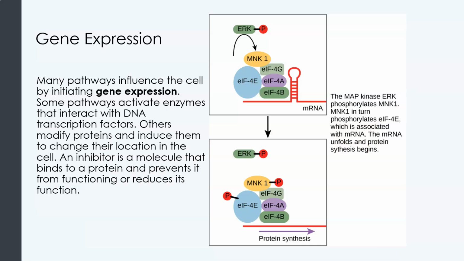And here is another example of a pathway dealing with phosphorylation. ERK phosphorylates MNK1, and then MNK1 phosphorylates ELF4E.